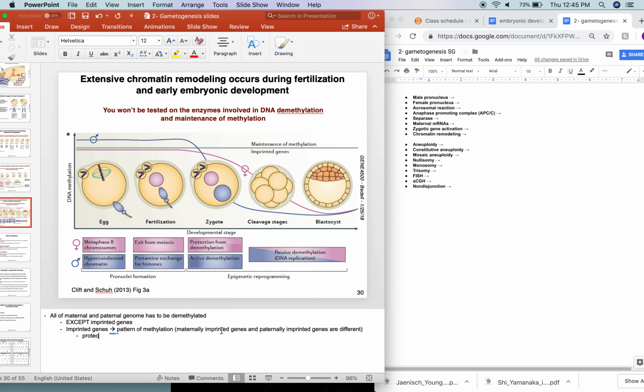And I'm not quite sure why, but there's what's called active demethylation in the male. That happens first, and it's actually driven. There's an enzyme that actively removes that methyl group.